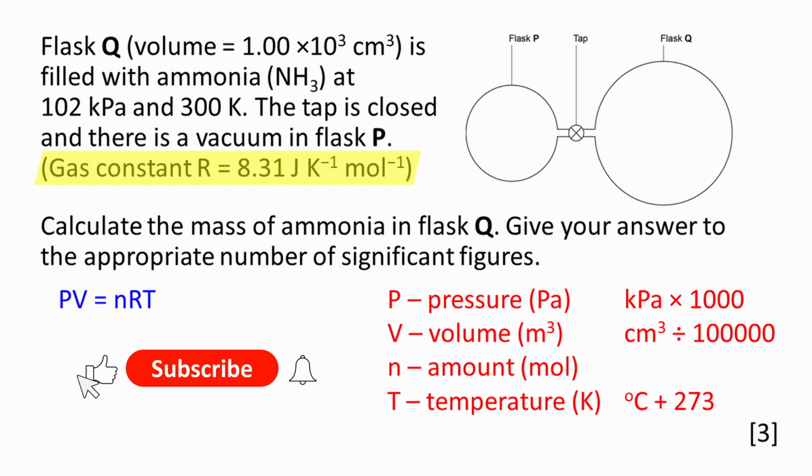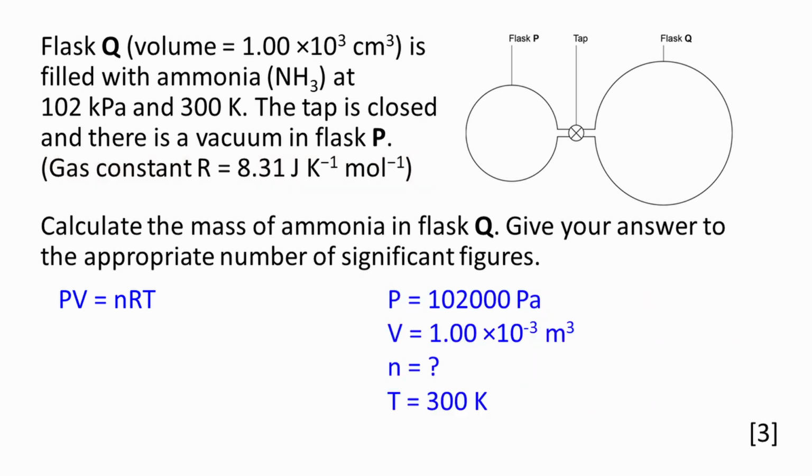To convert the pressure given in kilopascals to pascals, multiply by 1000. To convert the volume given in centimeters cubed to meters cubed, divide by 1 million. If you are using standard form, this can be expressed as times 10 to the minus 6. We are given the temperature in Kelvin, so we don't need to convert this. If you are given a temperature in degrees Celsius, convert to Kelvin by adding 273. Each of the variables from the question is shown here converted to the correct units.